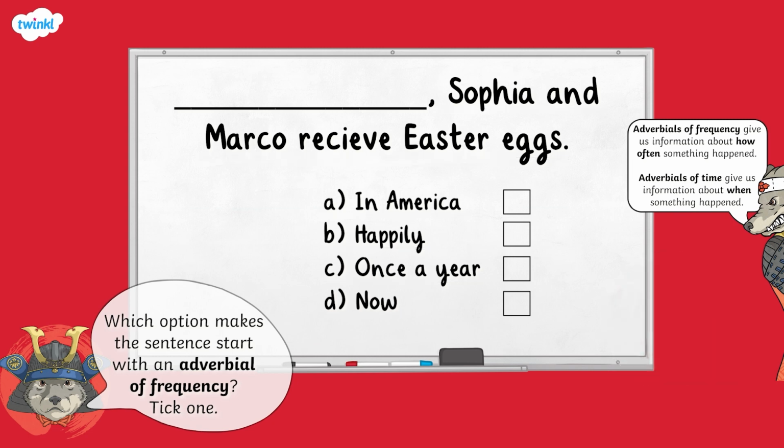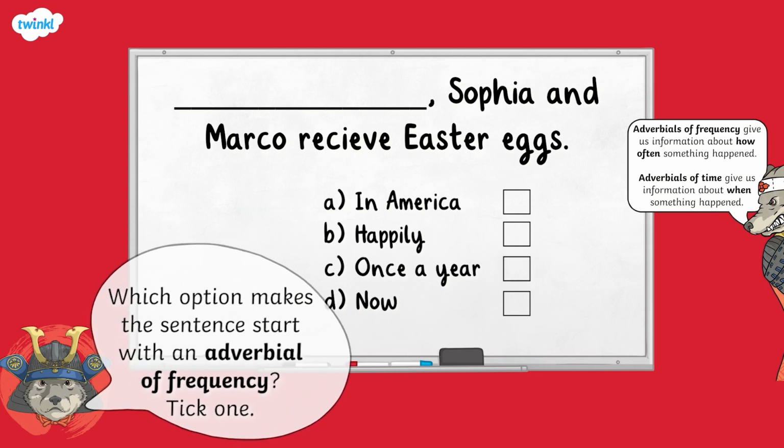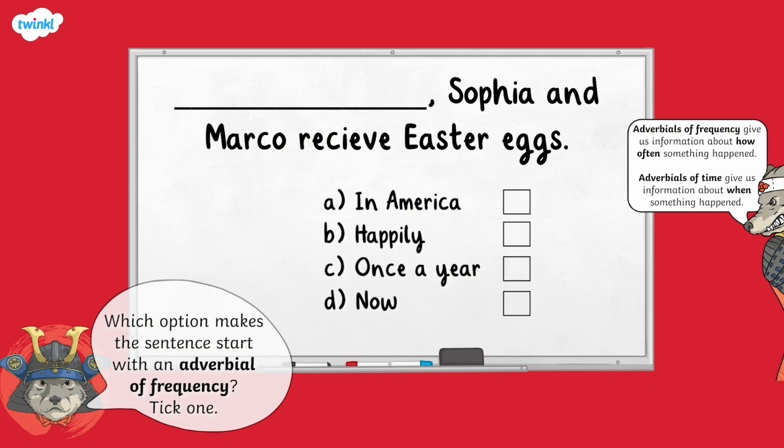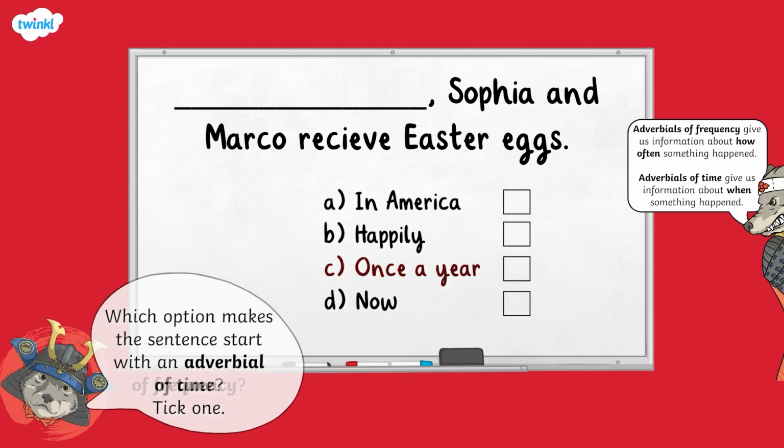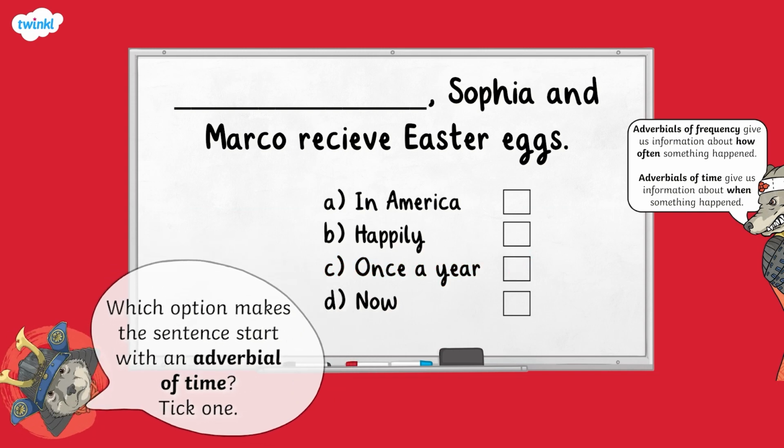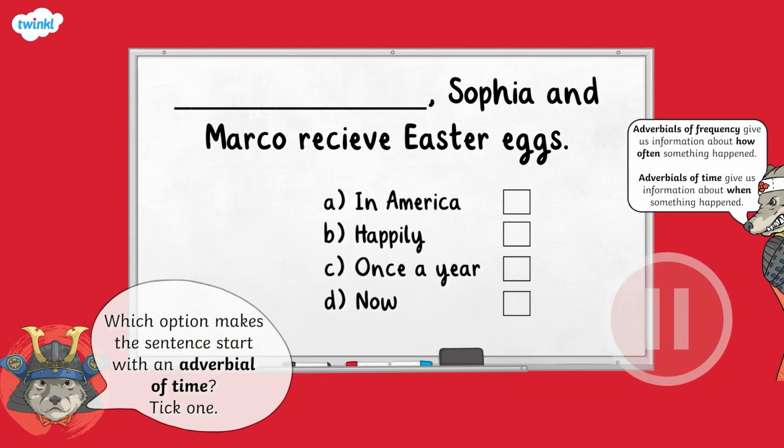How did you get on? Did you notice that all of the options were adverbials? You were looking for an adverbial of frequency. The correct answer is once a year. It tells us how often Sophia and Marco receive Easter eggs. For an extra challenge, can you spot which option was the adverbial of time?